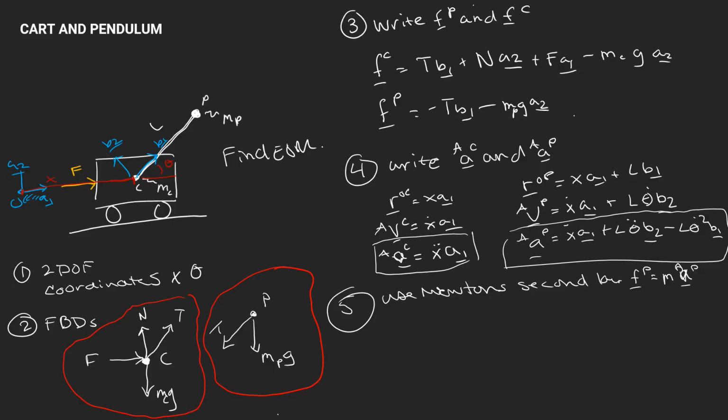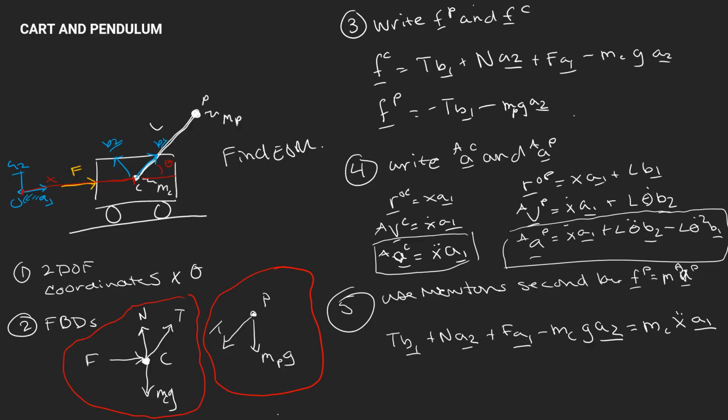Okay, so for particle C, or for the cart, we've got T B1 plus N A2 plus F A1 minus m_c g A2, and that is equal to m_c x double dot A1.